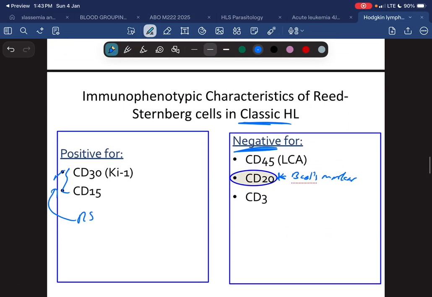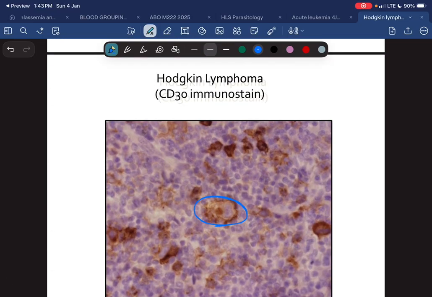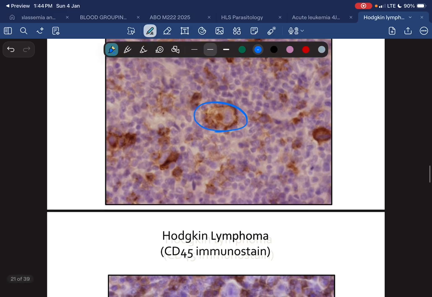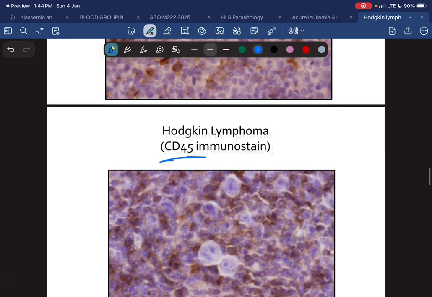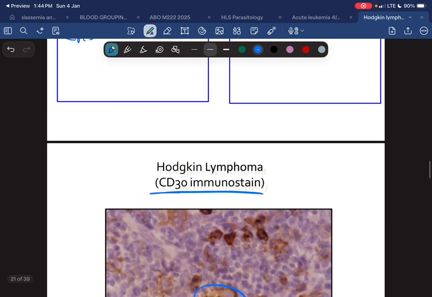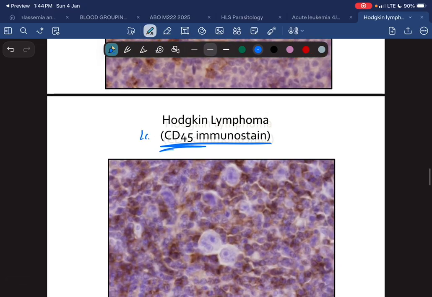Here is a picture of the CD30 immune stain in Hodgkin lymphoma, large cells showing membranous and perinuclear positivity for CD30, okay? And the same cells we saw in the previous picture are negative for what? LCA. The background lymphatic or inflammatory infiltrate around them is positive because it is common leukocyte antigen, but the RS cells are negative for CD45.